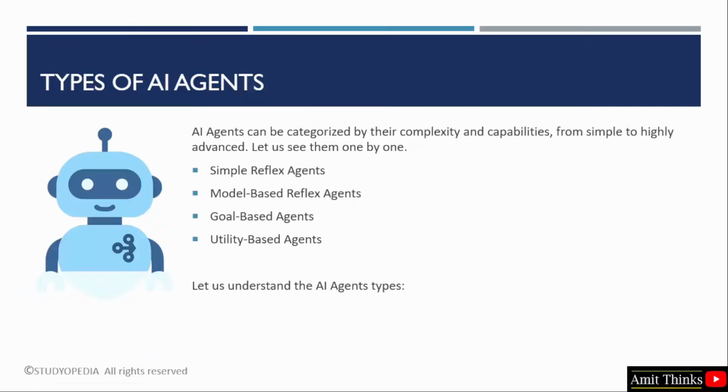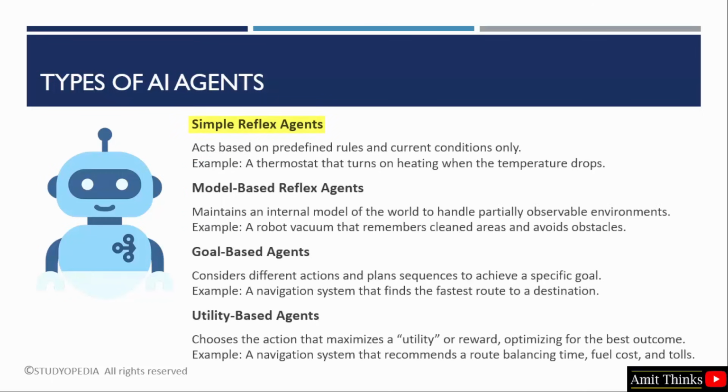So let us start. We can easily categorize AI agents based on their complexity and capabilities. Here are some of the AI agents: simple reflex agents, model-based reflex agents, goal-based agents, and utility-based agents. Now let us understand the AI agents one by one, beginning with the simple reflex agents. As the name suggests, it is based on predefined rules and current conditions. For example, you have a thermostat that turns on heating when the temperature drops.